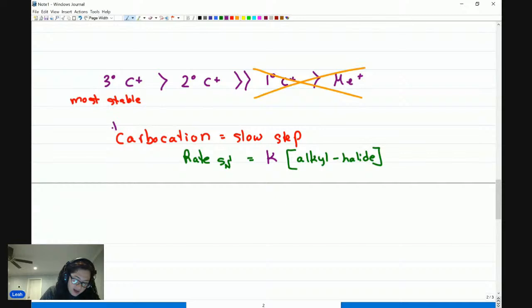This carbocation is a crucial intermediate. And here is something really important. Carbocation must take place in an SN1 E1 reaction. Never, ever show me a carbocation in SN2 and E2, only SN1 and E1.